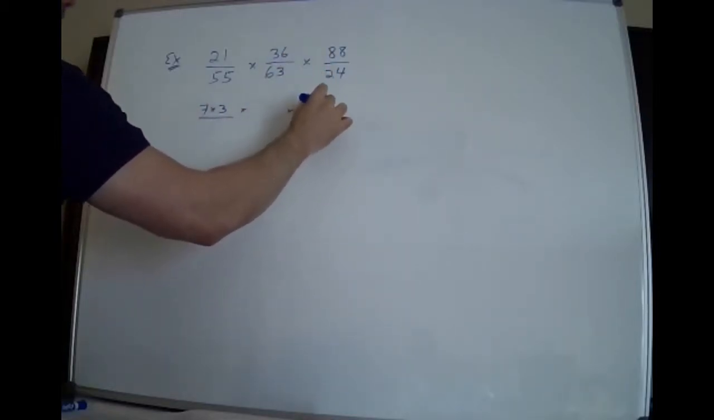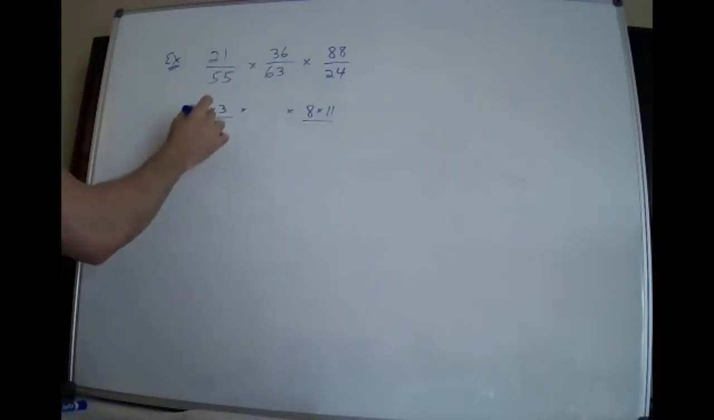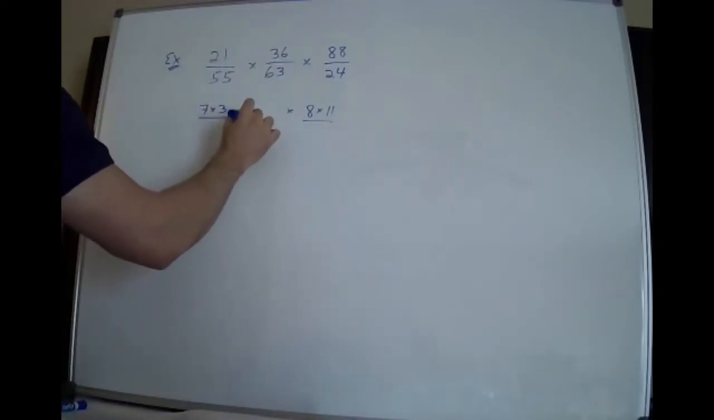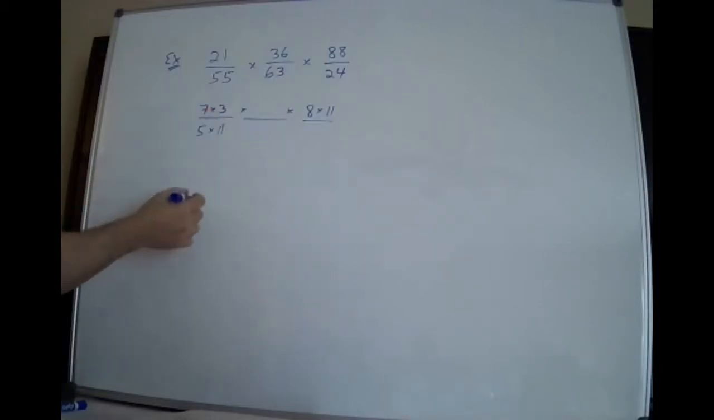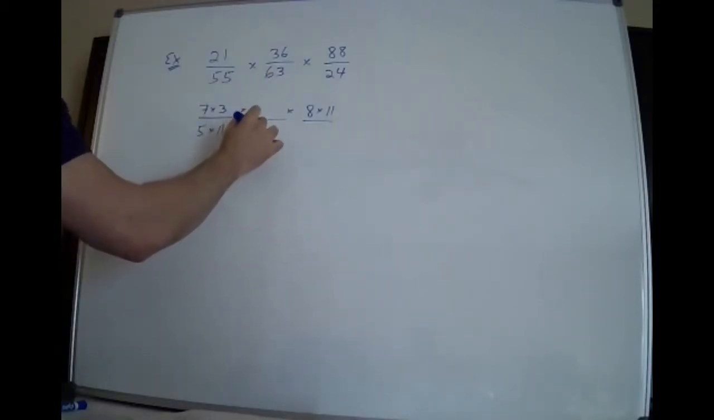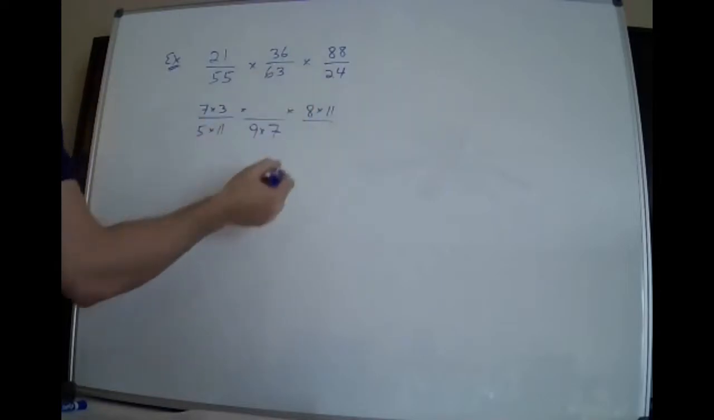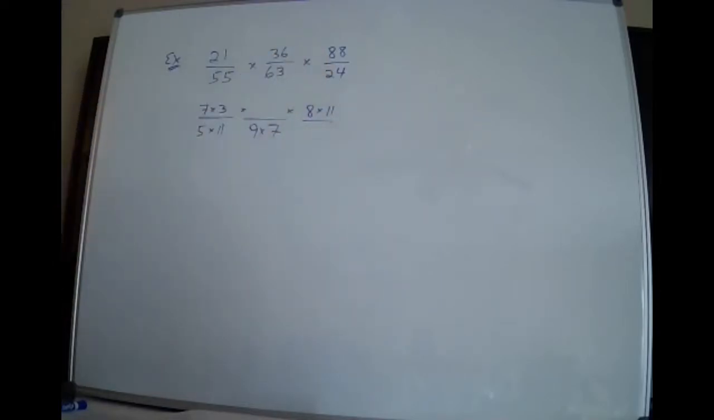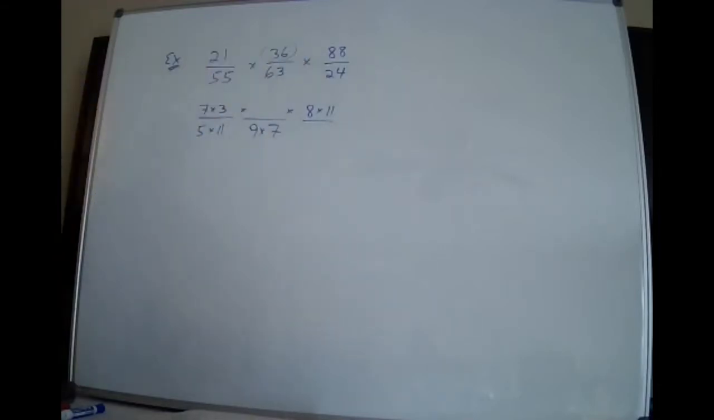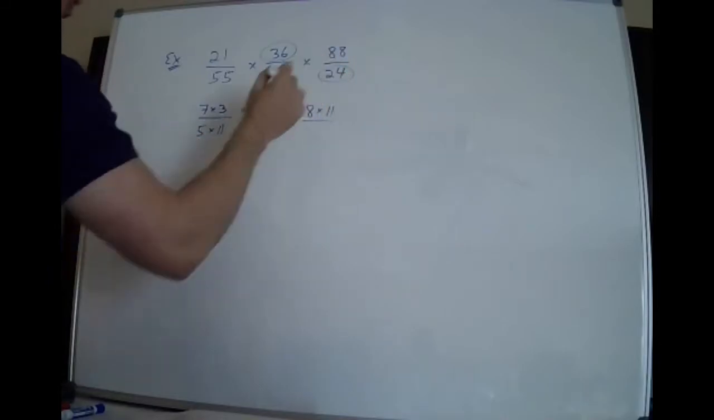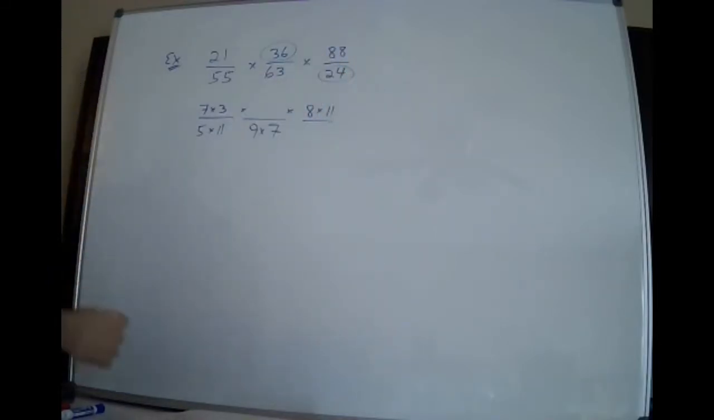88 is 8 times 11. 21 is 7 times 3. Now, I'm going to skip 36 for a minute, and you'll see why. 55 is 5 times 11. 63 is 9 times 7. And 24. See, here's where you have the choice. I can write 36 a bunch of different ways. I can write 9 times 4, 12 times 3. Same thing with 24. I can write 12 times 2, 4 times 6, 8 times 3.